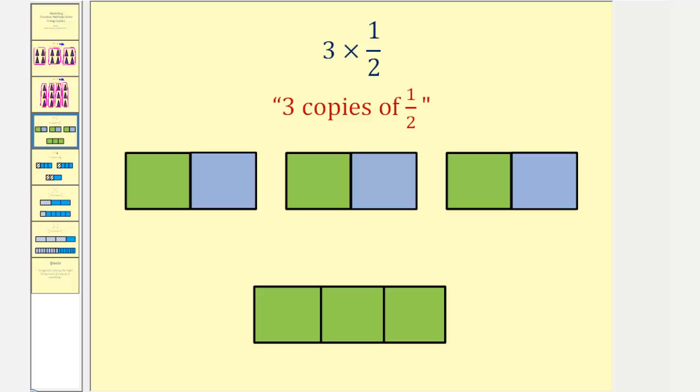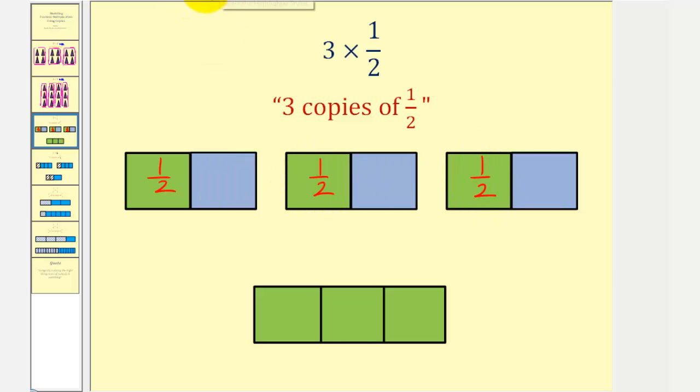Now let's consider 3 times 1/2. We can view 3 times 1/2 as having 3 copies of 1/2. So if each rectangle represents 1 unit, each green shaded region would represent 1/2. So this would be 1/2, this would be 1/2, and this would be 1/2.